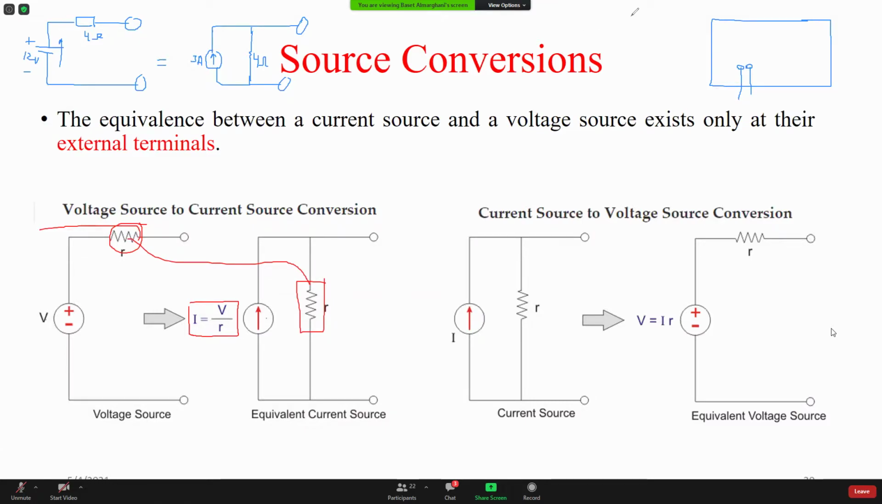Questions? No questions? Keep in mind, current source tells you the current in the branch. Voltage source tells you the voltage between the 2 points, across the source. This is what they tell you.